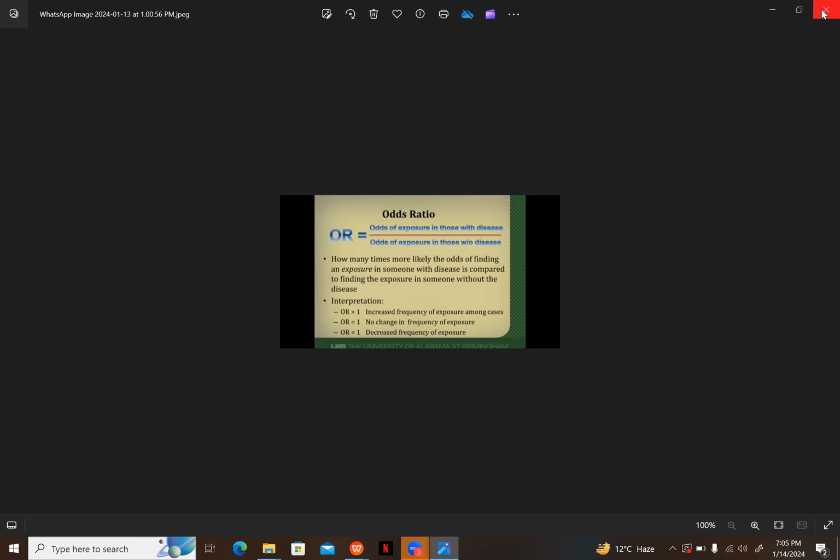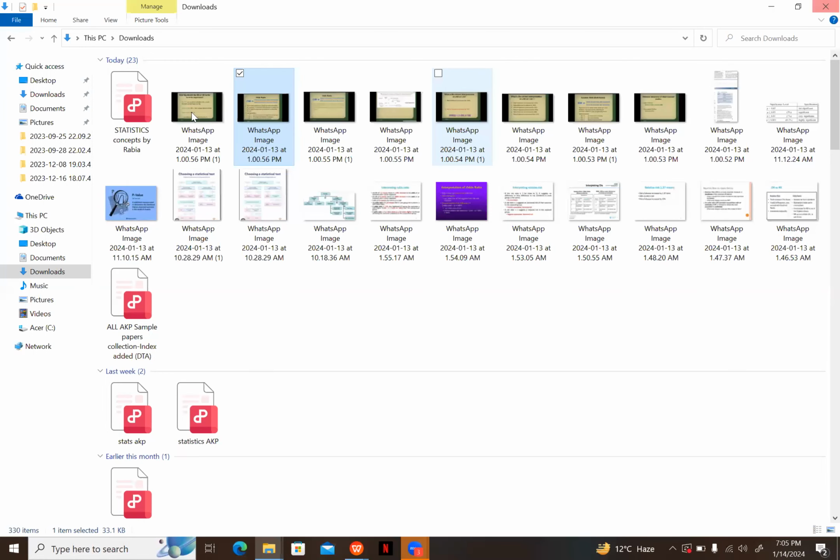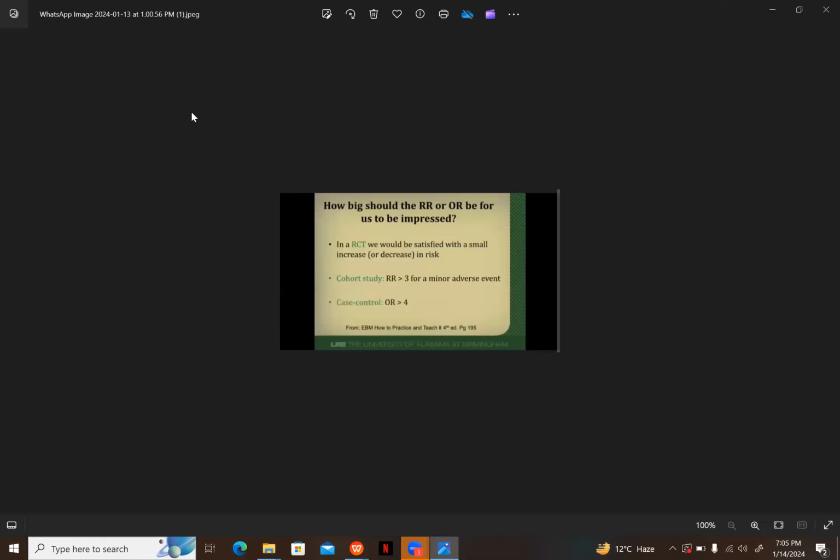All right, and another slide. Okay, they say how big should the relative risk or odds ratio be for us to be impressed? In an RCT, we would be satisfied with a small increase. If you are given an RCT, a small increase is satisfactory for us.